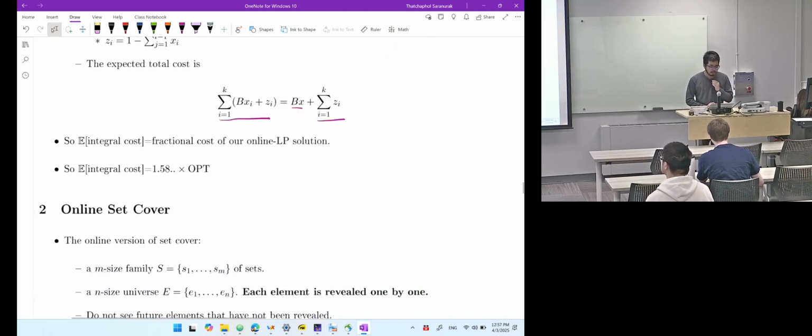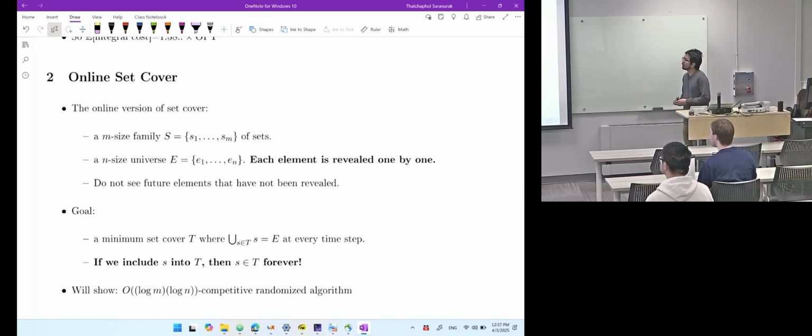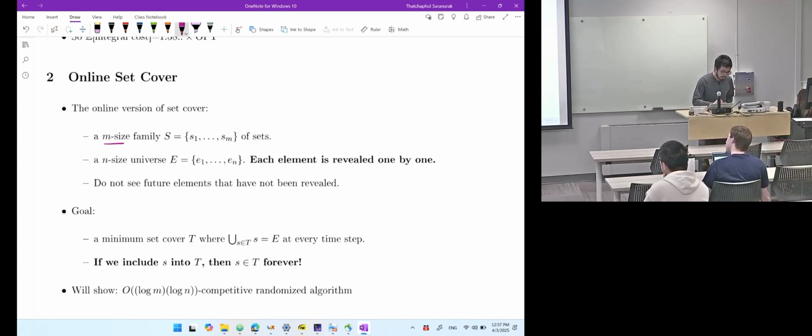Let's try to do it on another problem. This is the set cover problem. We have seen this many times. There are m many sets and n many elements, and we want to find the set cover T: you choose a bunch of sets such that they cover everything.